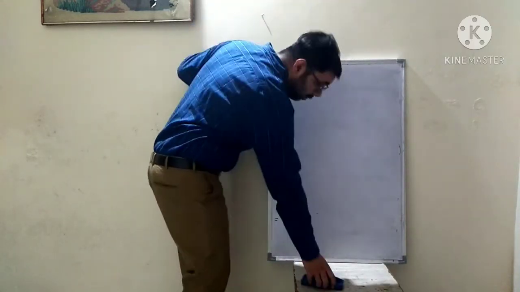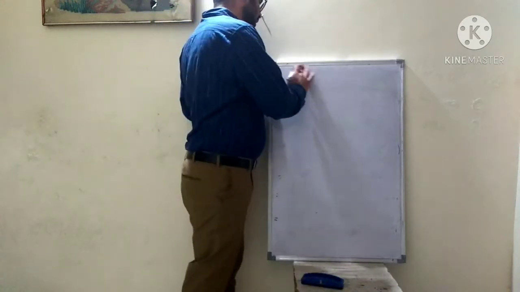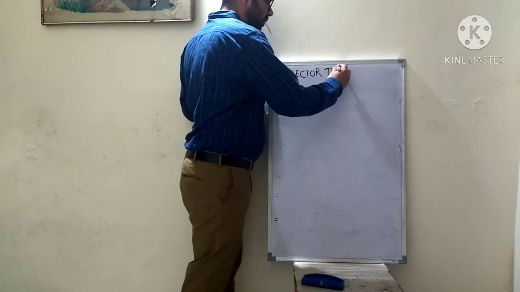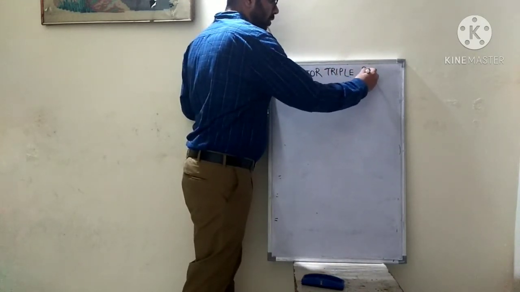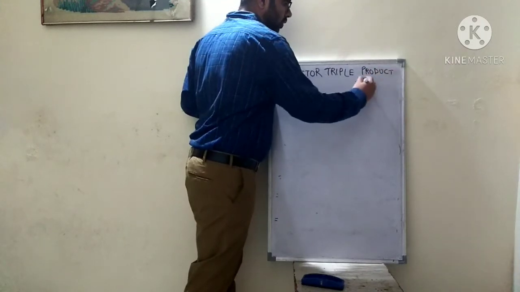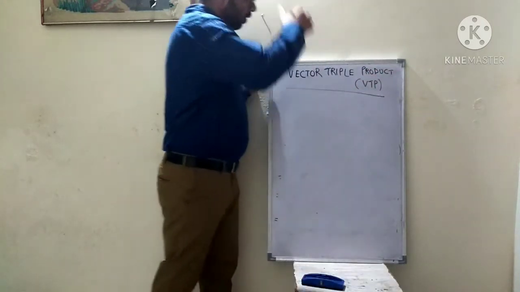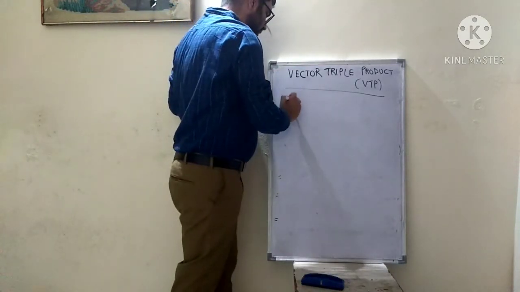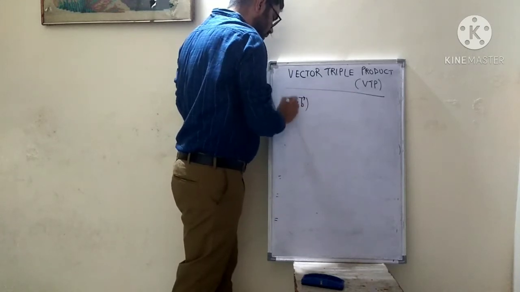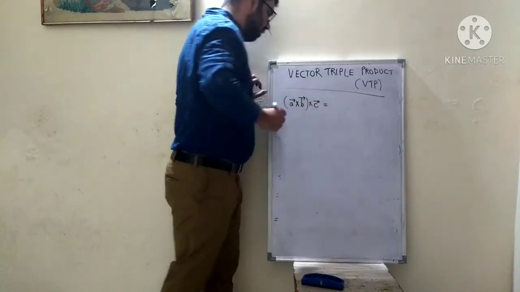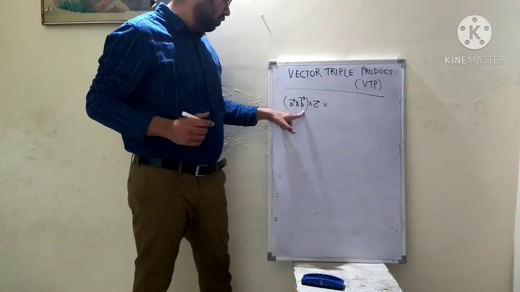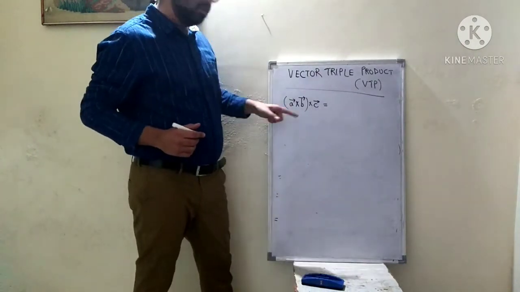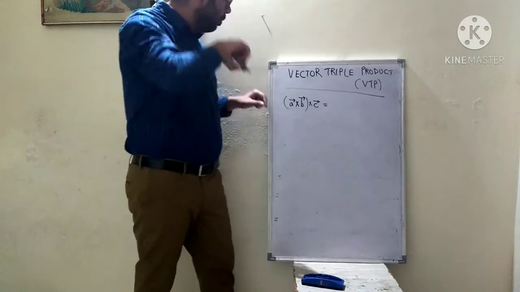Now we come to another type of product which is called vector triple product, also known as VTP. In vector triple product we still have 3 vectors, but now we don't have a dot here because it's a vector triple product. So we'll just put cross everywhere. So we have A cross B cross C. There is a bracket between the first 2 vectors, therefore they will be given priority, and the result of that will be cross multiplied with C. Okay, so what is the formula for that?